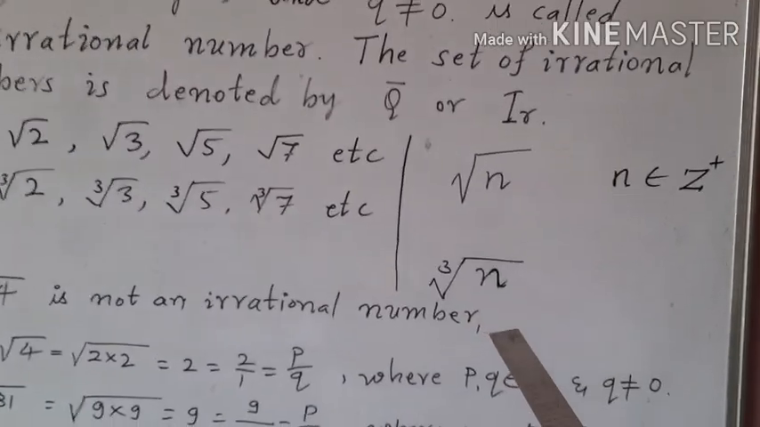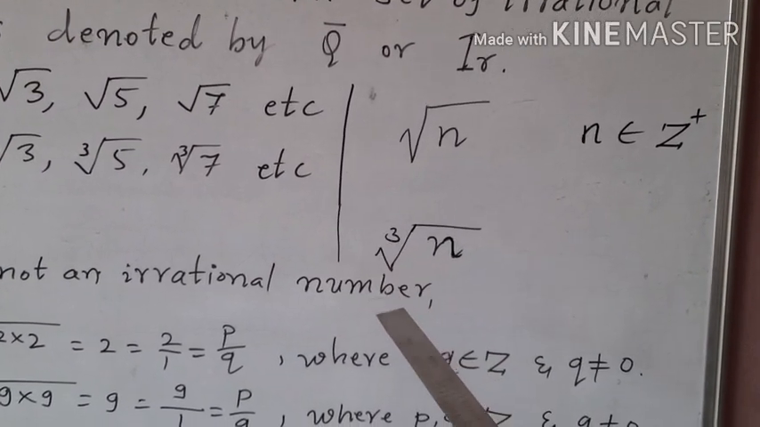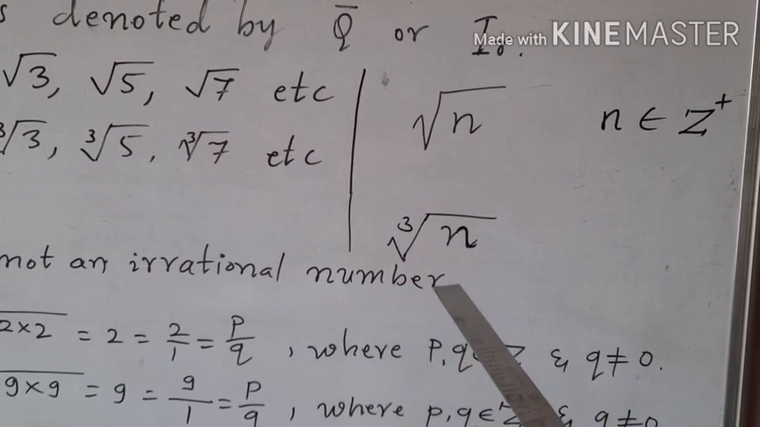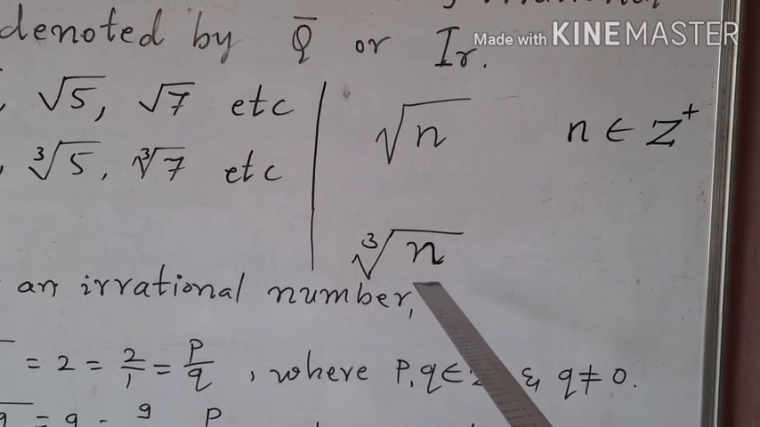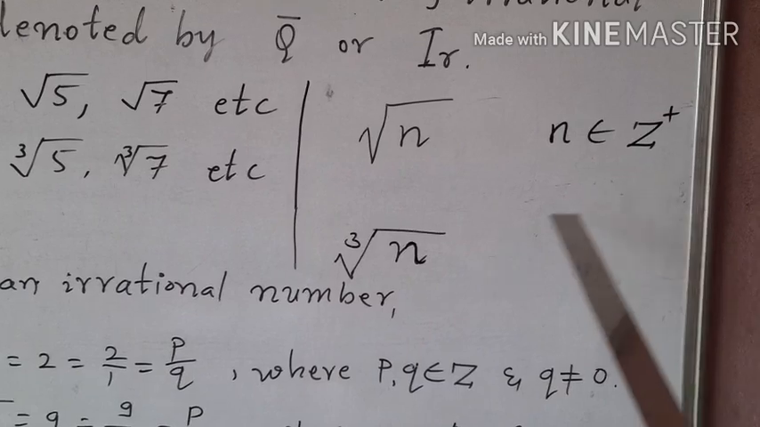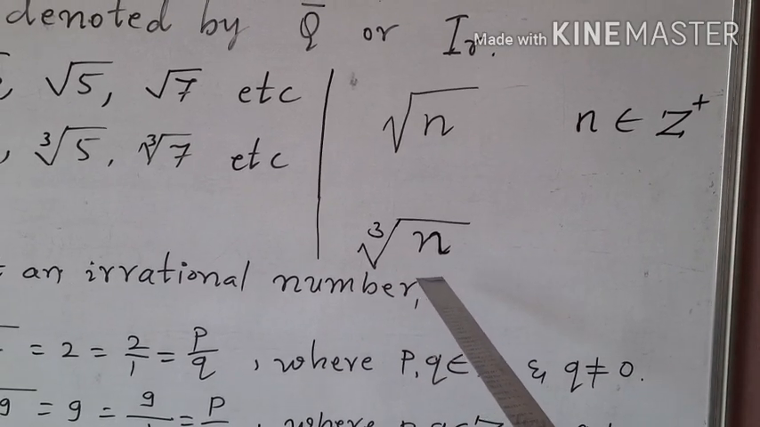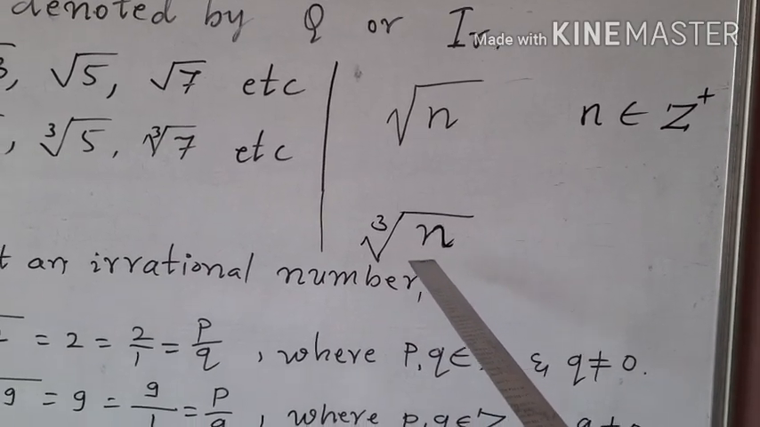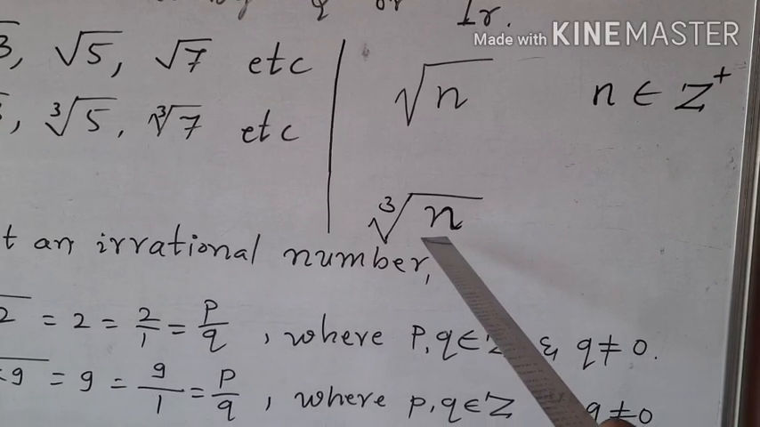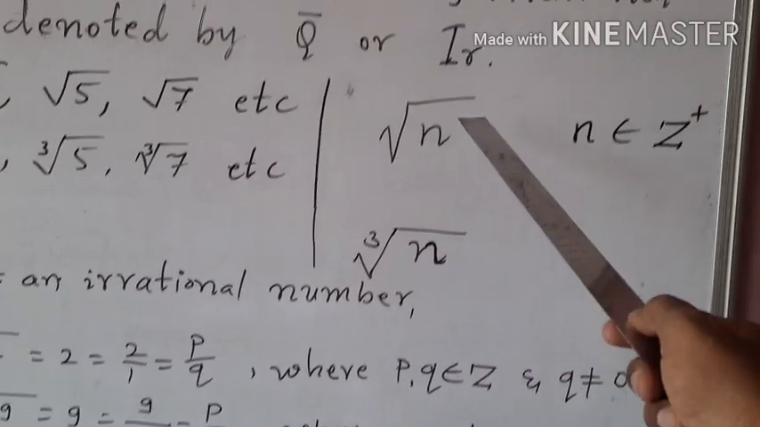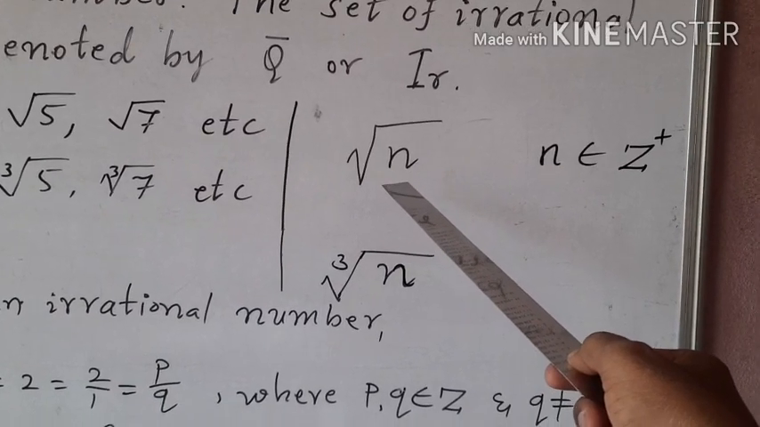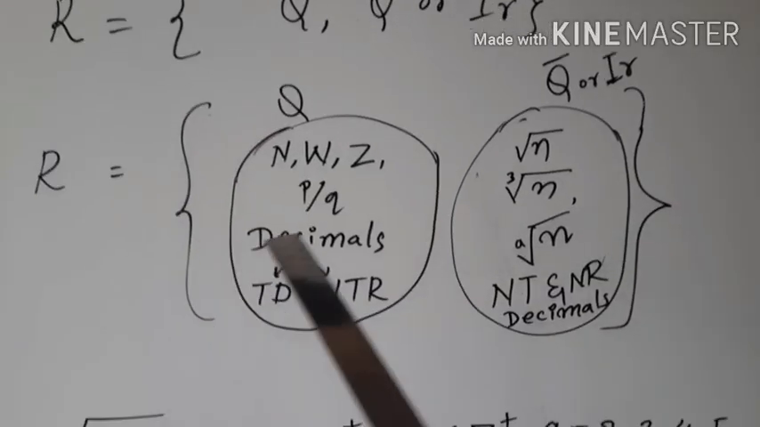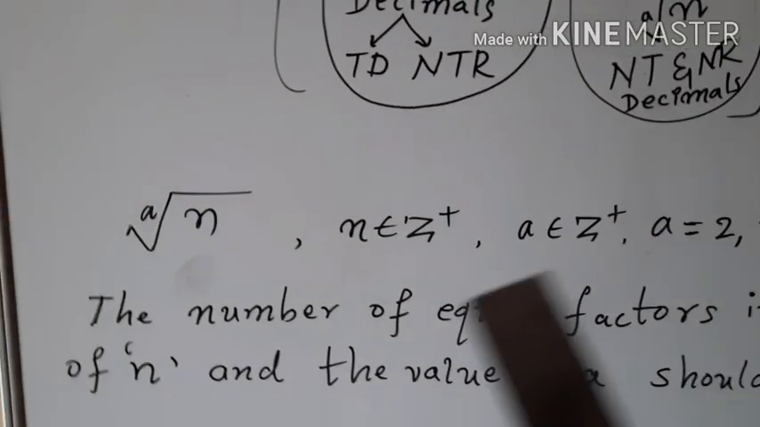If any number under the cube root is to be called as an irrational number, the first condition is n should be a positive integer and n should be a prime number and n should not be a perfect cube here. And here the n should not be a perfect square. Now let us take a note.